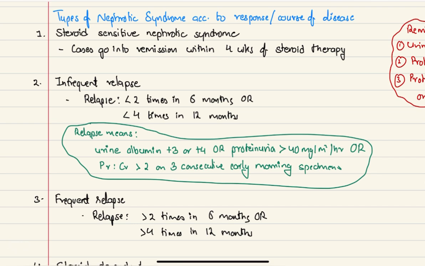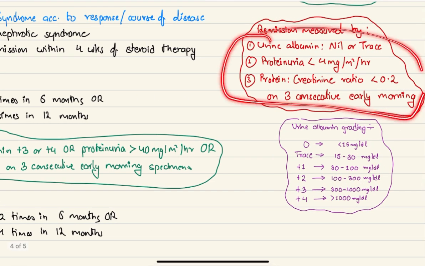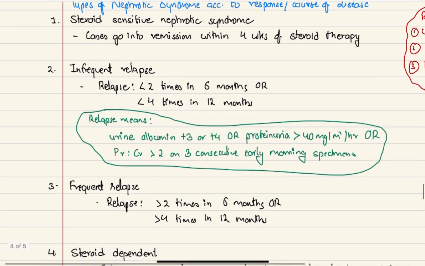The first one is steroid sensitive nephrotic syndrome, where the cases will go into remission, means they will get these features within 4 weeks of steroid therapy. Okay, so the patient will now recover within 4 weeks of steroid therapy. This is called steroid sensitive nephrotic syndrome.